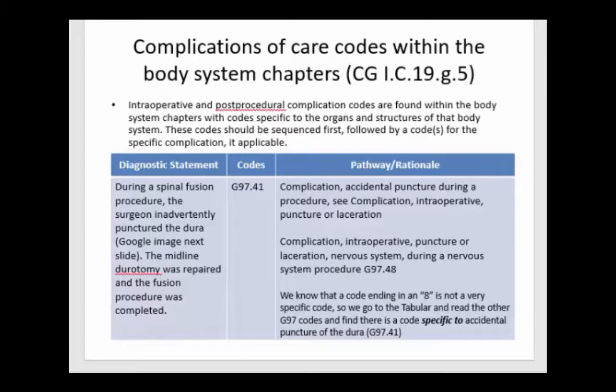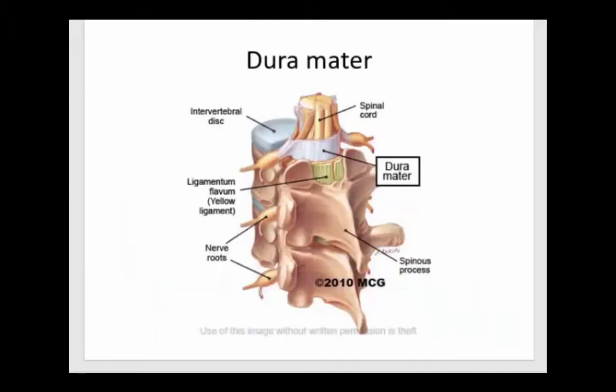In this case, I've been told that the dura has been punctured. It's pretty specific. So you're going to go to the tabular, go to the G97 category, and start looking at the codes to see if there's anything more specific than a code that has a fifth character of 8. And we notice that it does. There is a code very specific to accidental puncture of the dura, G97.41, and that would be the code that we would use. In the next slide, I wanted to show you the dura and what we're talking about. The dura lies just over the spinal cord, so it shouldn't happen, but it's probably not hard to do to accidentally puncture that when you're working on this vertebrae and these bones. Just wanted to show you that so you can keep that in mind.